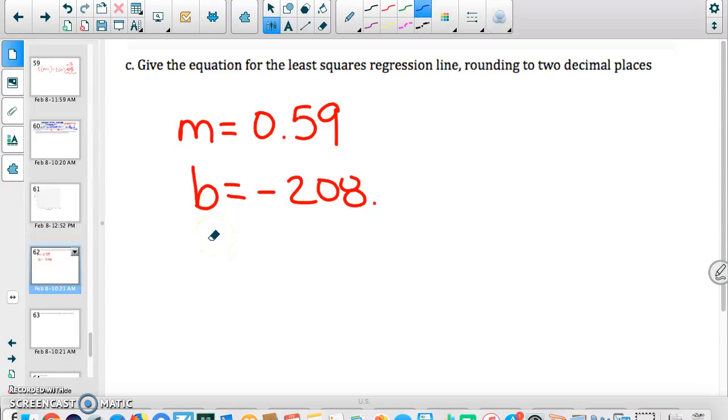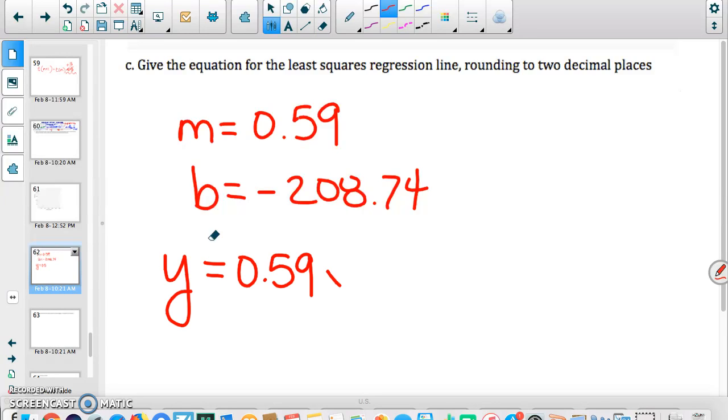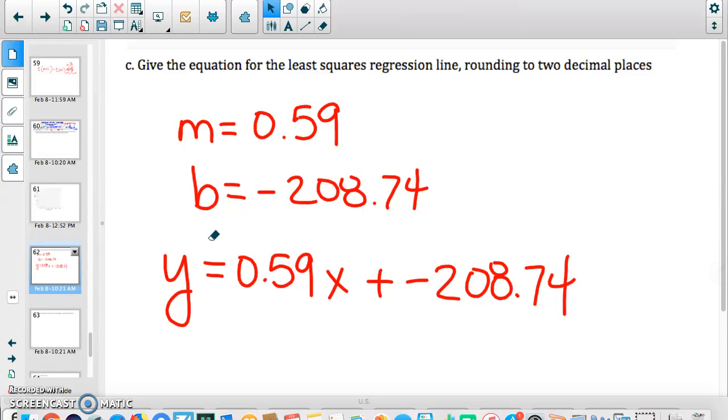All right, so let's finish this up here. So, negative 208.74. Awesome. So let's put it all together then. Y equals 0.59x plus negative 208.74. So that is the equation for my line of best fit.